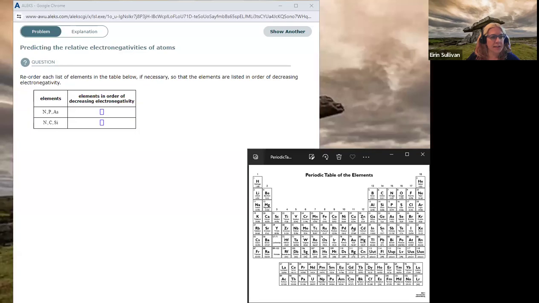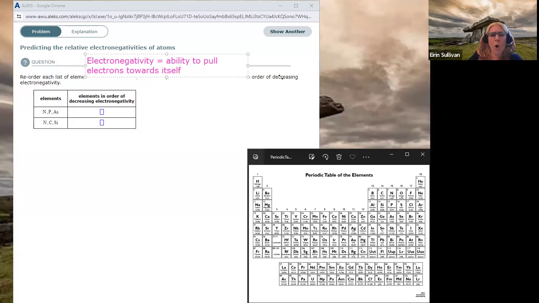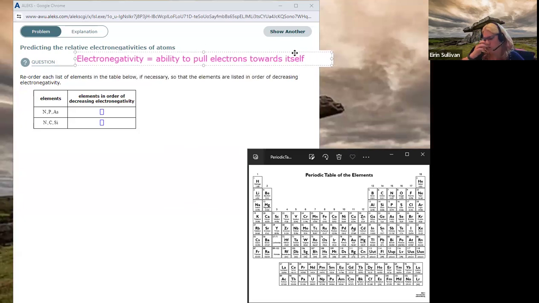All right, so predicting the relative electronegativities of atoms. Electronegativity is basically the ability of an atom to pull electrons towards itself in a bond. So something that has slightly more of a positive charge is going to be better at pulling negatively charged electrons towards itself.